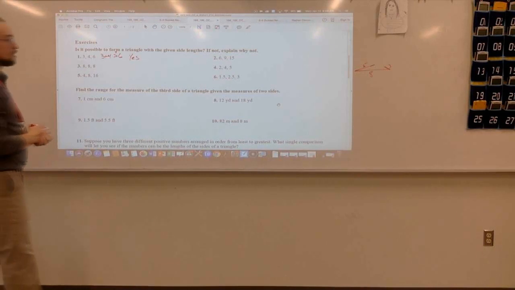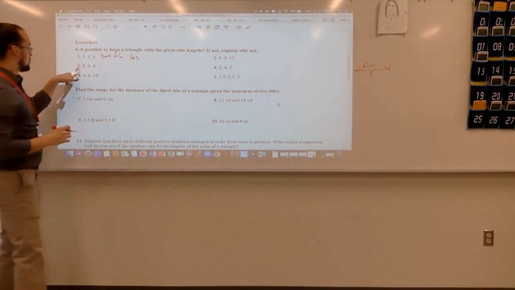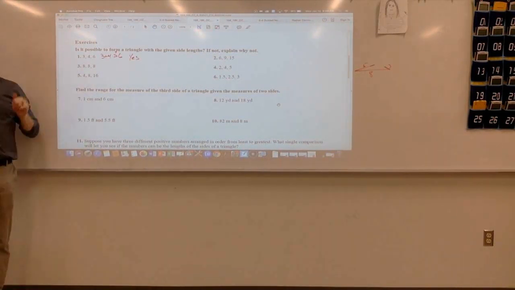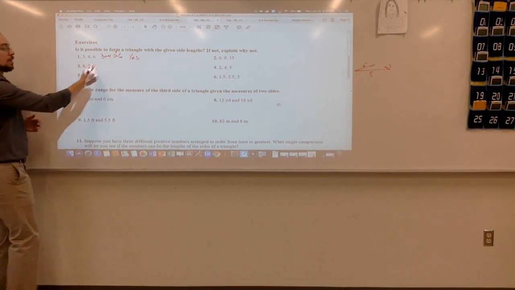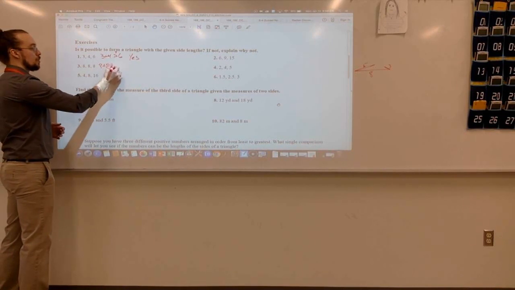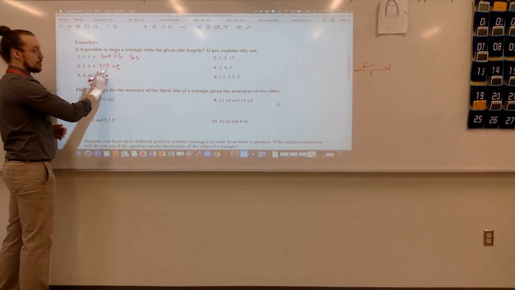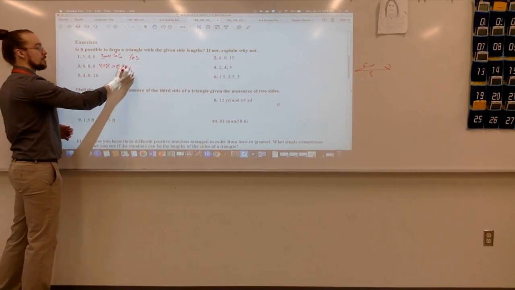How about, let's do number 3. How about 8, 8, and 8? Is 8 plus 8 bigger than 8? Yes. Right? So this one would also work. 8 plus 8 is 16. That is bigger than 8.